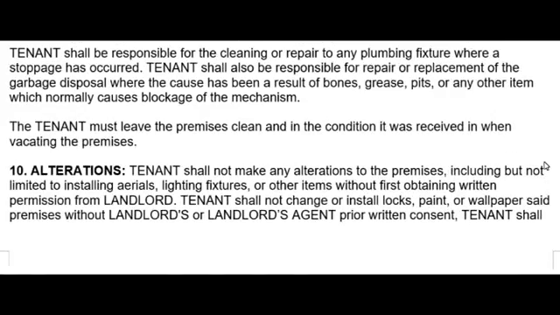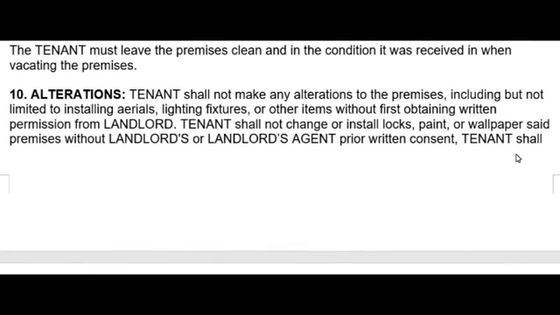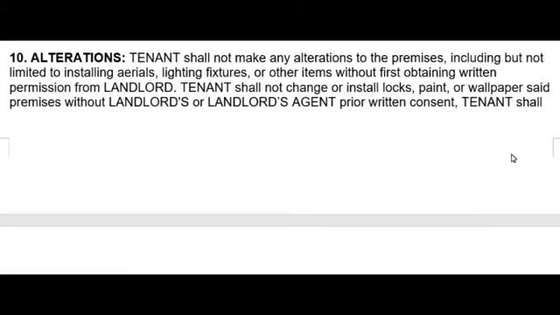Tenant shall be responsible for the cleaning or repair to any plumbing fixture where a stoppage has occurred. Tenant shall also be responsible for repair or replacement of the garbage disposal where the cause has been a result of bones, grease, pits, or any other item which normally causes blockage of the mechanism. The tenant must leave the premises clean and in the condition it was received in when vacating the premises.